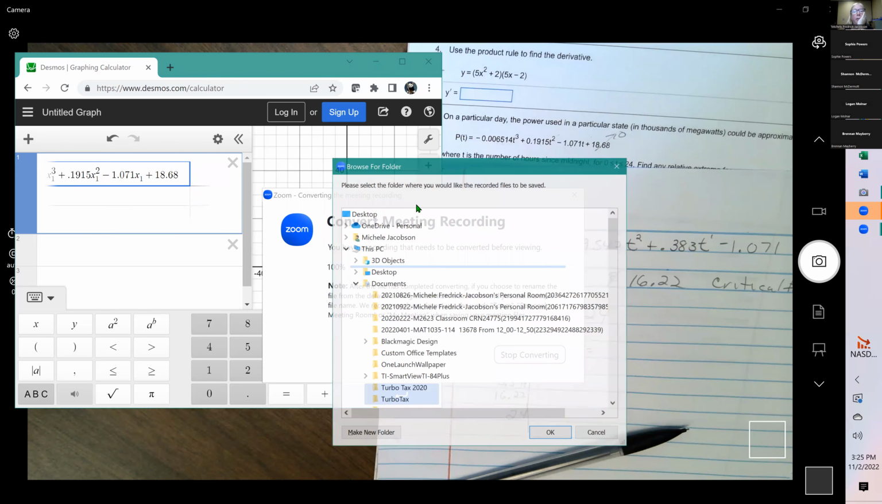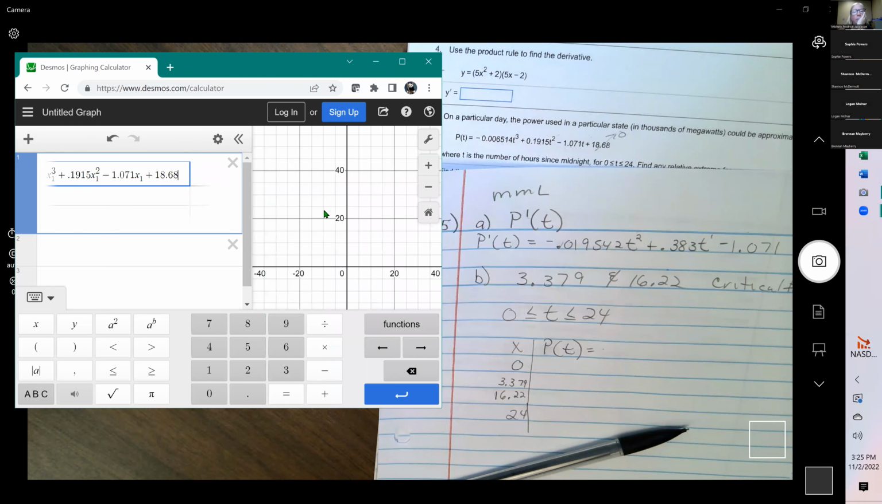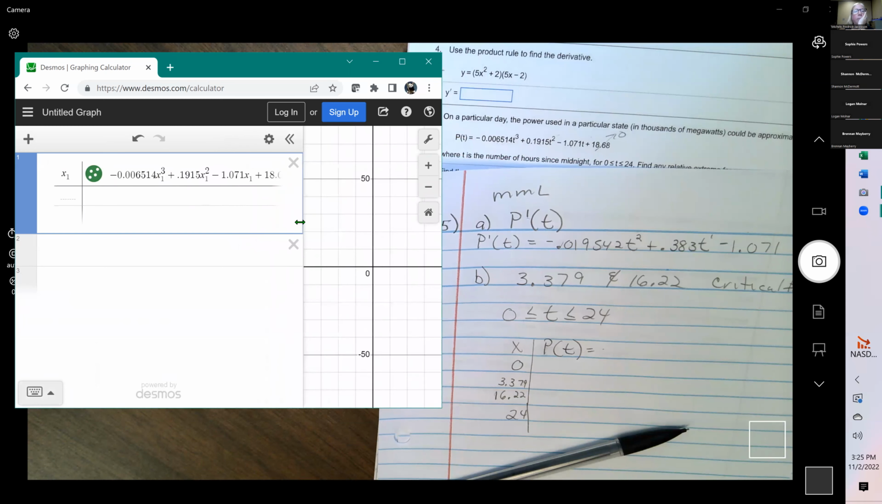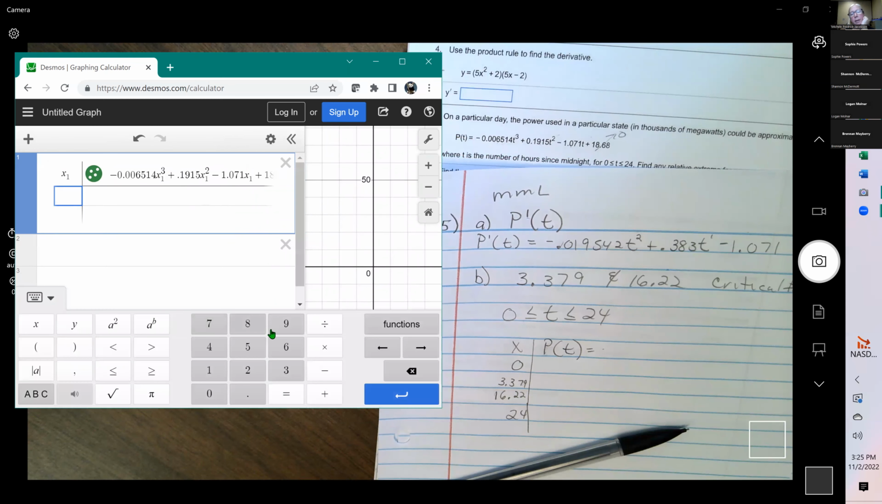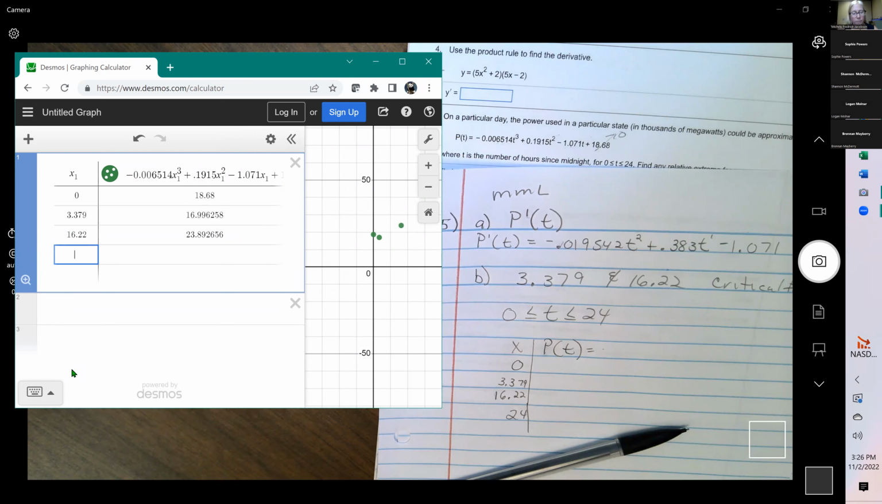Okay, so you enter your equation. And then you put your values here. We had these ones. So 0, 3.379, and 24. The highest is the absolute max. So if we needed a max, it would be 23.9. If we needed a min, it would be the 13.2.